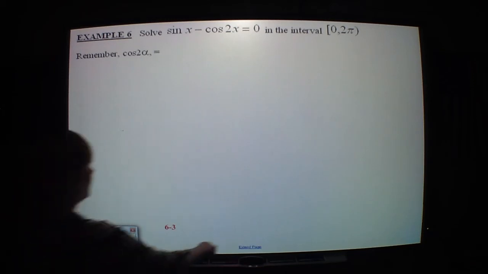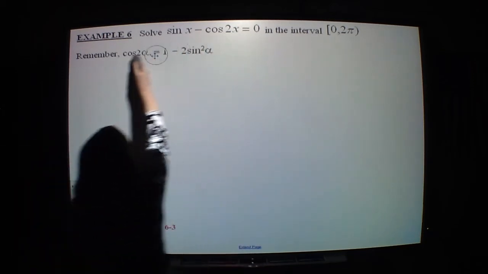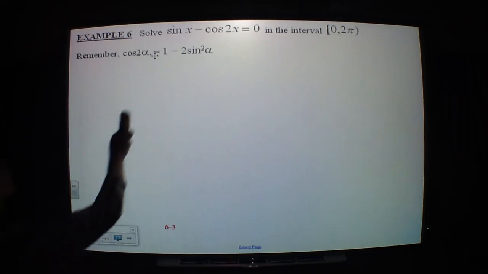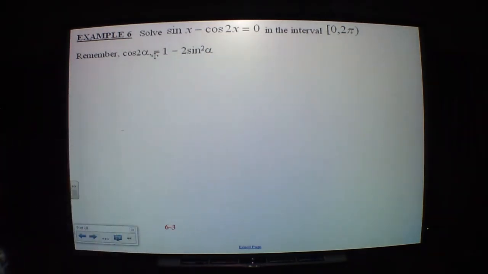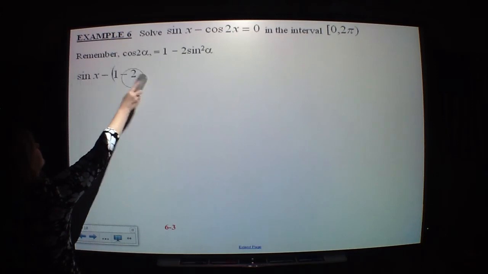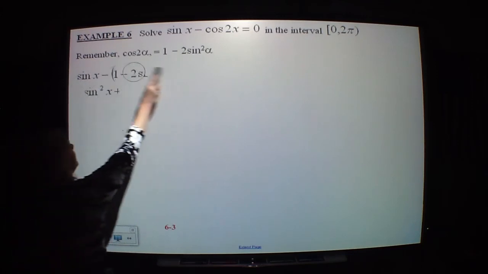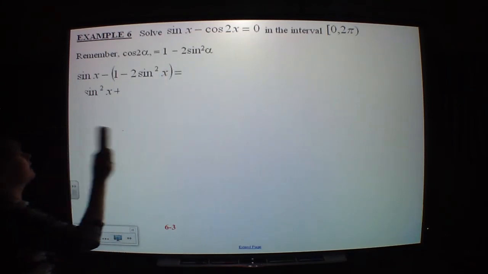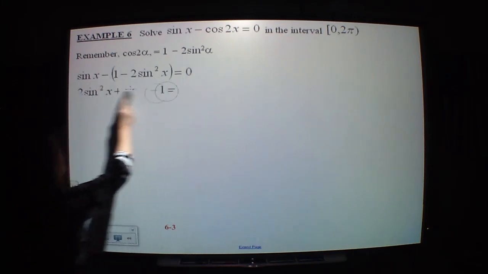Well, what do I know? I know a formula there. So I could probably plug in that formula for cosine of 2x. I could plug in 1 minus 2 sine squared of x. There were other formulas that you could have used, but the reason I chose this one was then I'd have all sines here, and maybe I could factor it, okay? So I have sine of x minus what I'm plugging in, which is 1 minus 2 sine squared of x. Oh, and it's equal to 0. And then I'm going to rearrange it.